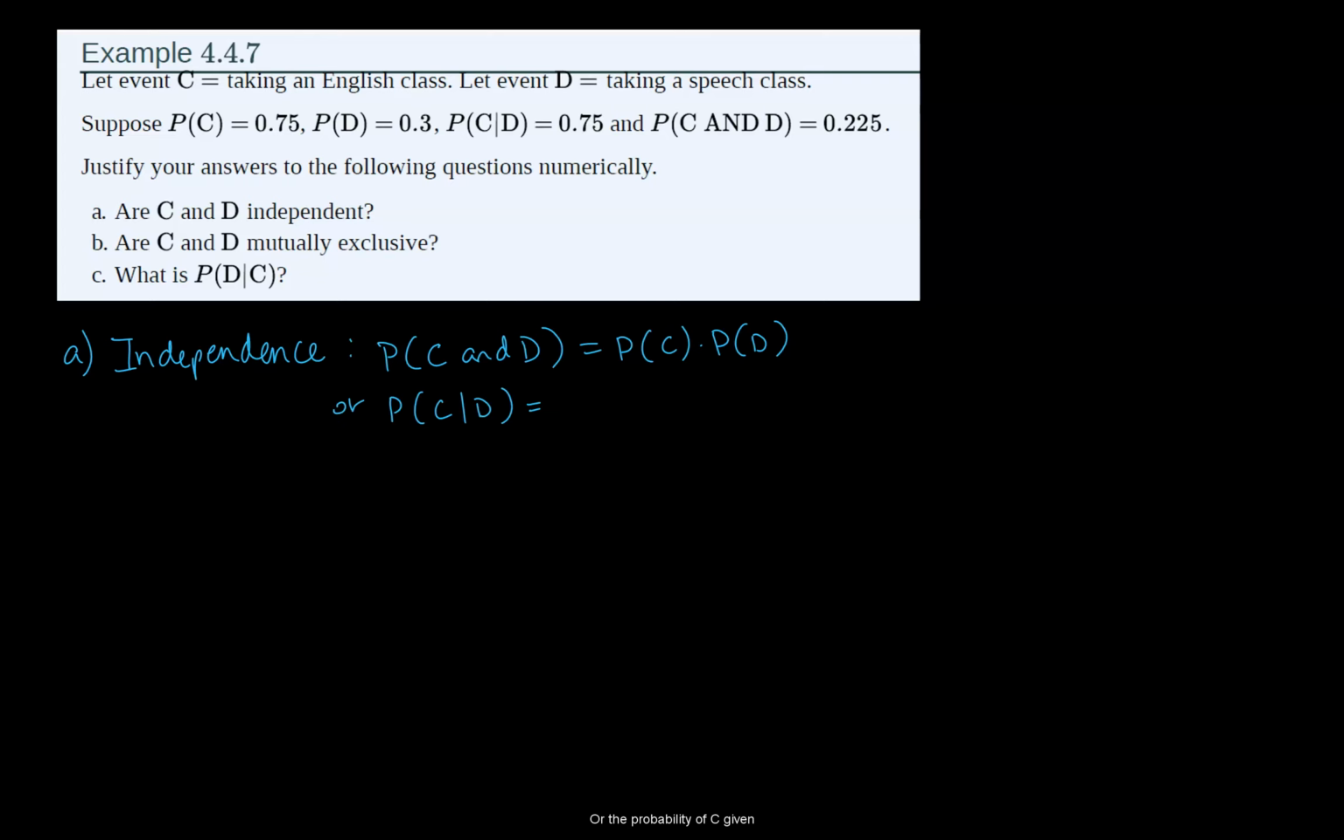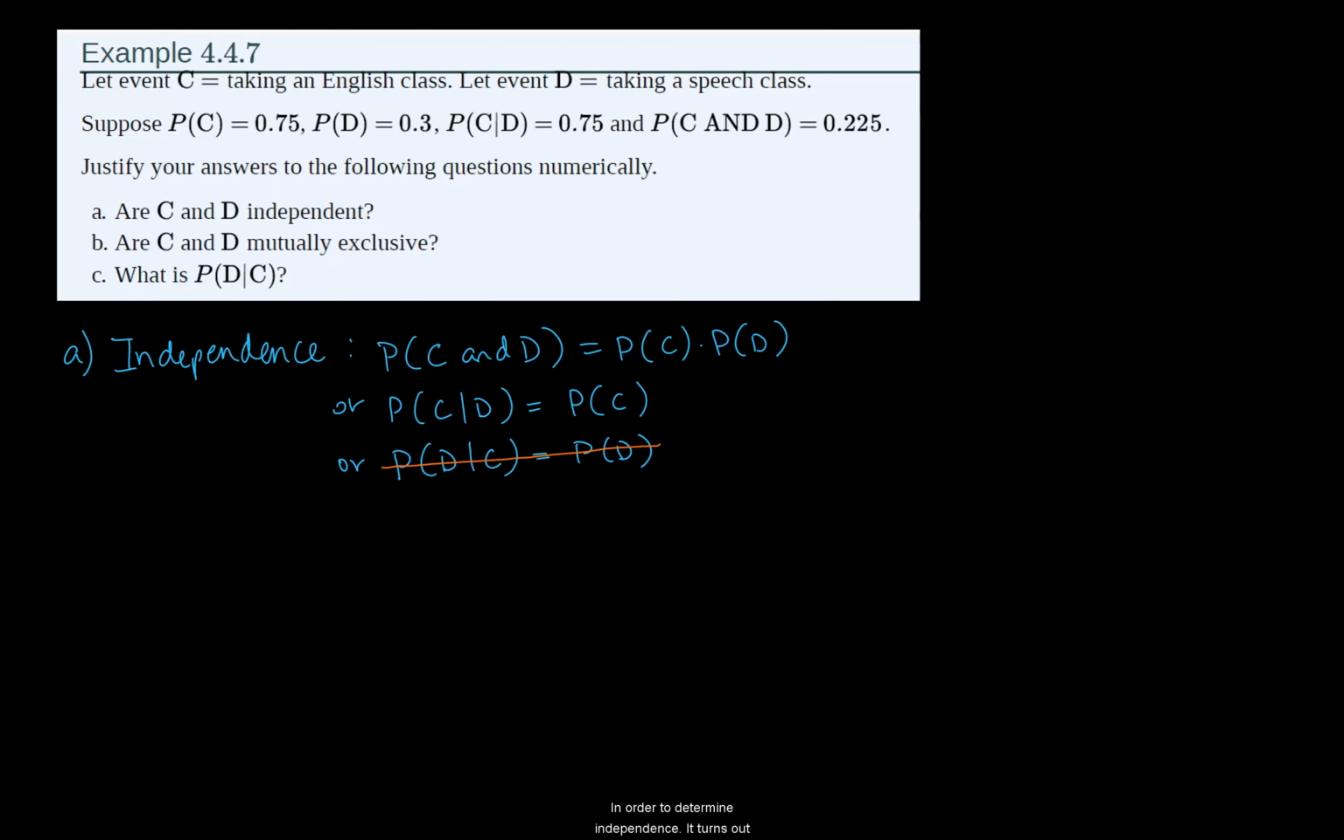Or the probability of C given D equals the probability of C, or D given C is the probability of D. Any one of these three we can show independence with. But we don't know what the probability of D given C is, so we cannot use that for this particular part. We could calculate it. We're actually being asked to calculate it in part C, but we're going to use what we have available to us more easily in order to determine independence.